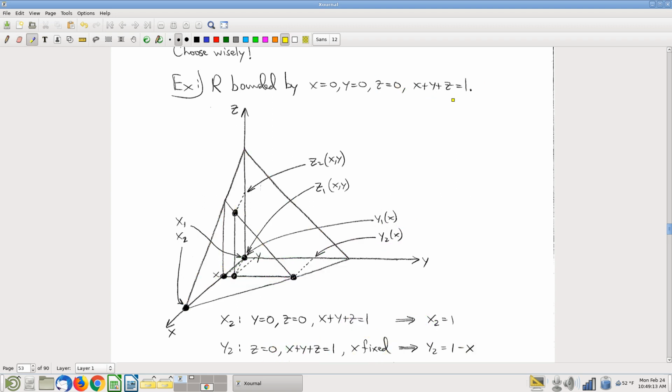Okay, the z bounds. So x is fixed, y is fixed, and now the z bounds. Well, there's the lowest value of z. Clearly it's in the xy plane. Z is obviously 0. No problem. It's this upper bound point that's going to be a little tricky. How are we going to figure out what the value of z is at that point? Well, what do I know about it? Well, I know 3 things.